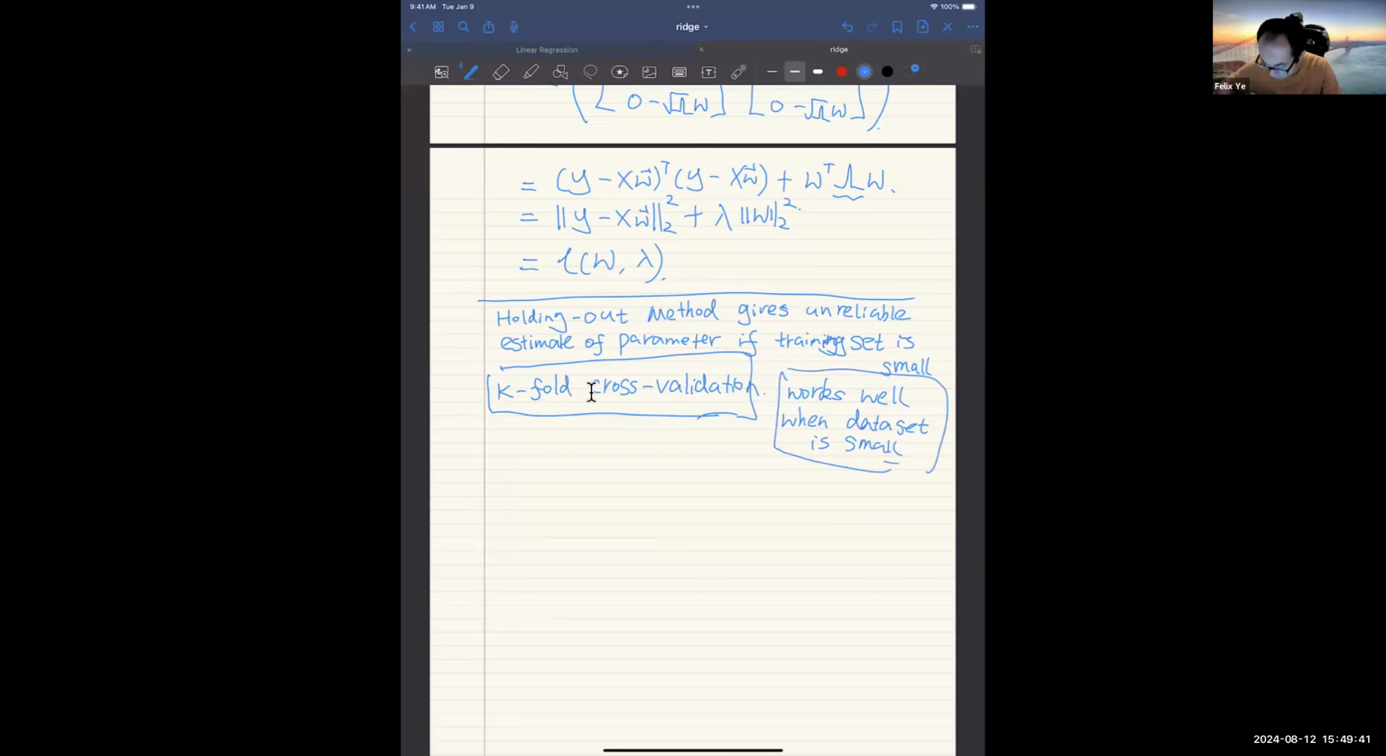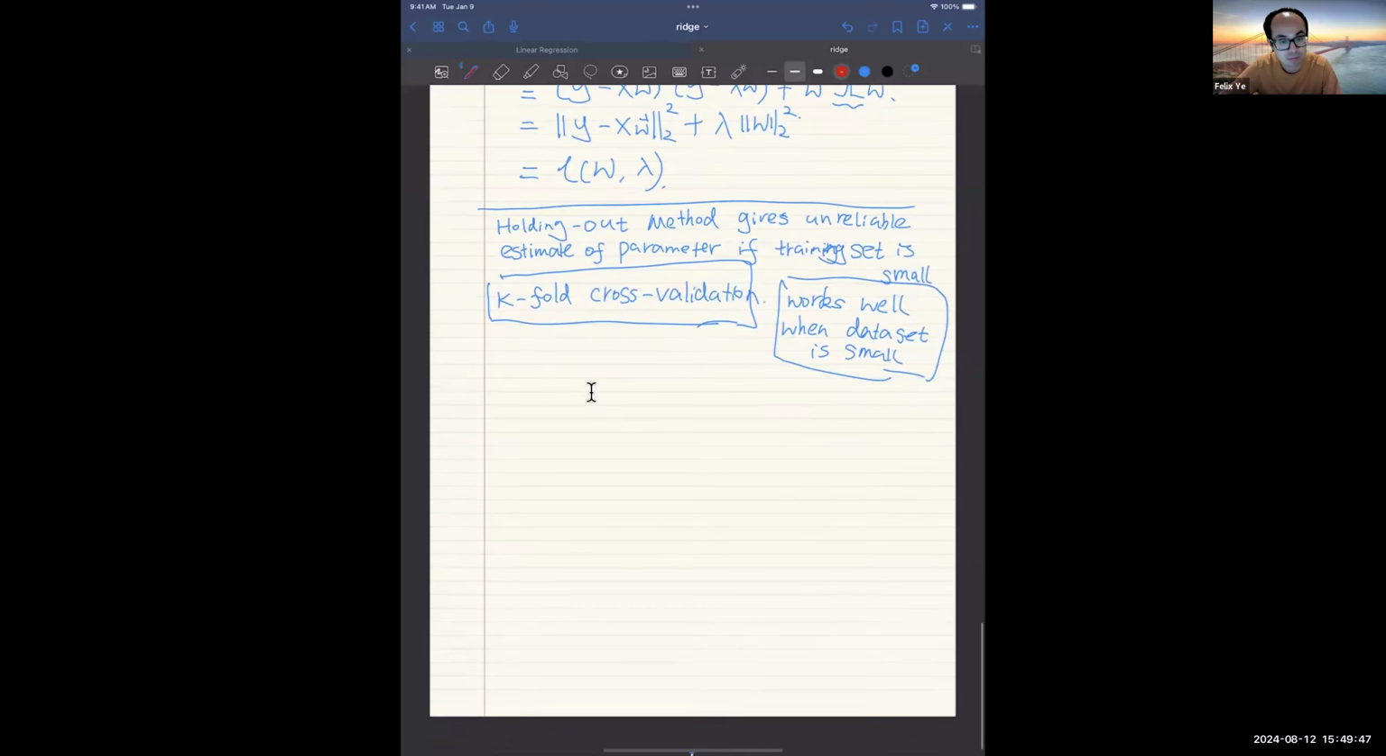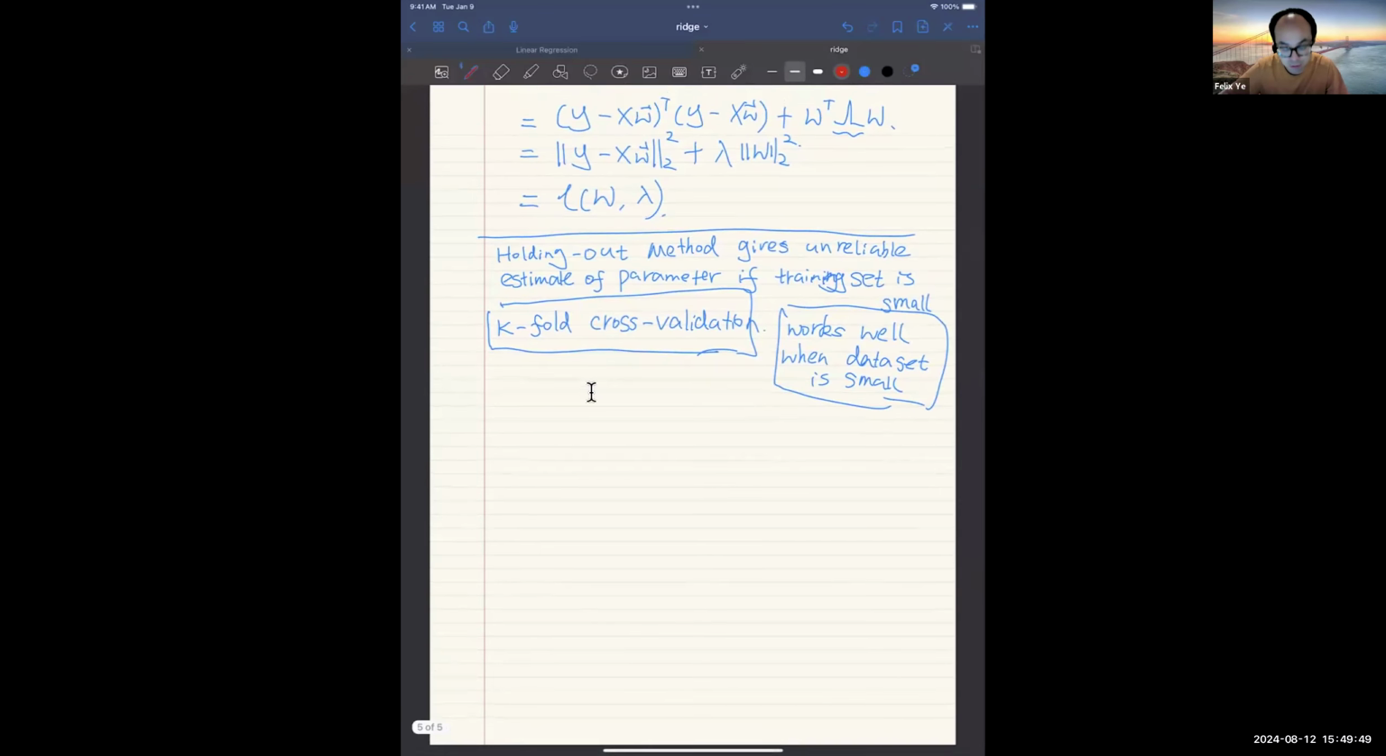So this particularly works in the situation where your data set is small. First thing, you need to pick k. Let's say set k equal to 10. Then you are going to split the total data.